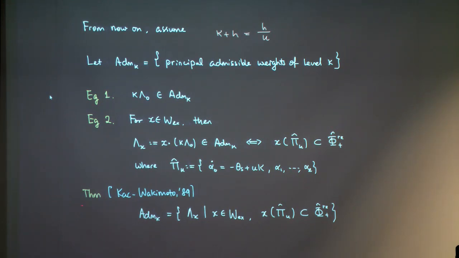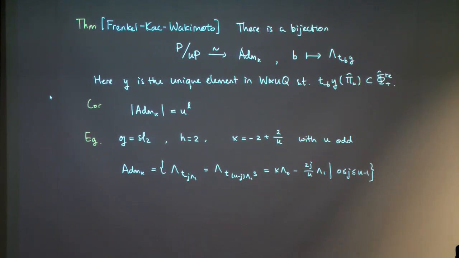And then Kac and Wakimoto in 1989, in their first paper where they study all this, prove that these are actually all the admissible weights of level k: you just take k lambda 0 and act on it by certain elements in the extended affine Weyl group. And then there was a more precise result by Frenkel, Kac, and Wakimoto, which tells you that the set of admissible weights can be identified with the weight lattice quotient by u times the weight lattice. The way it goes is that you take a weight b, and they show that there exists a unique element in W semidirect u times Q, such that t_{-b} times this element satisfies the condition that it sends pi_u hat to positive roots.